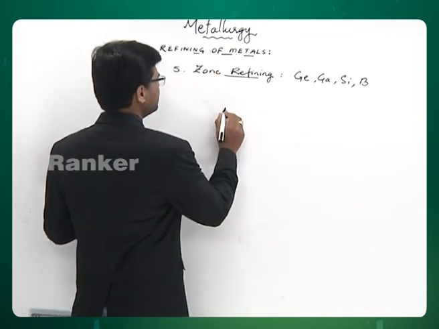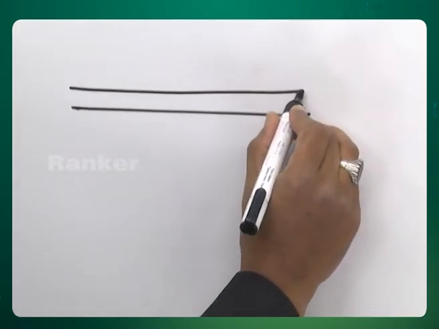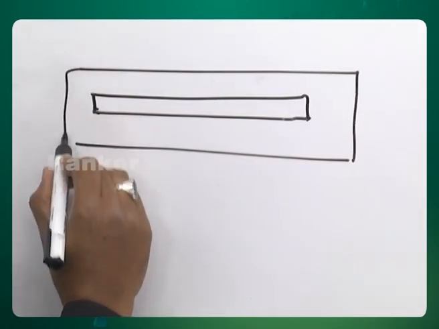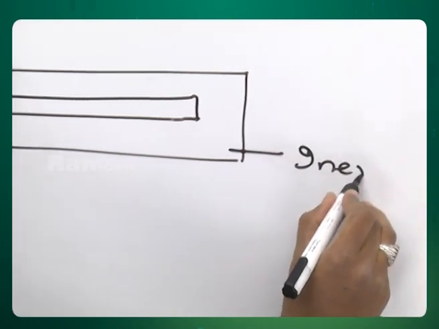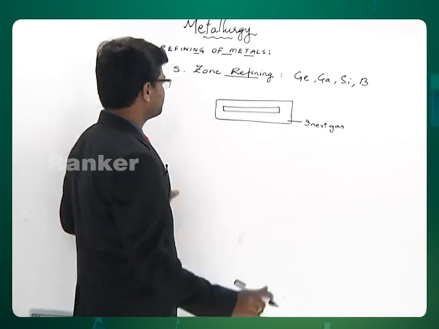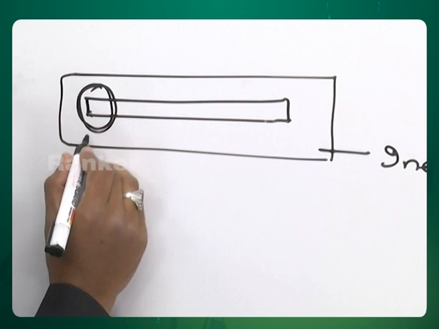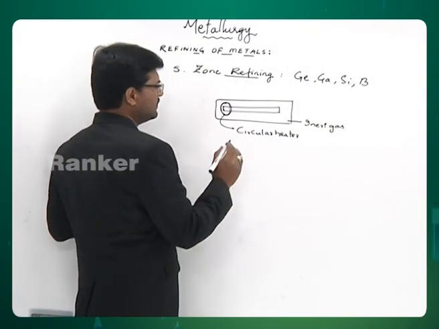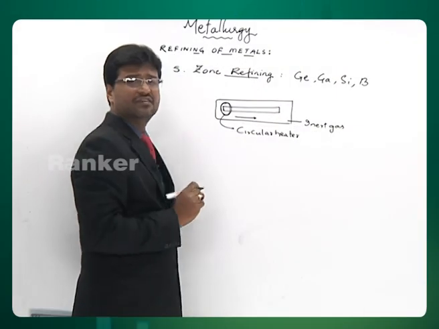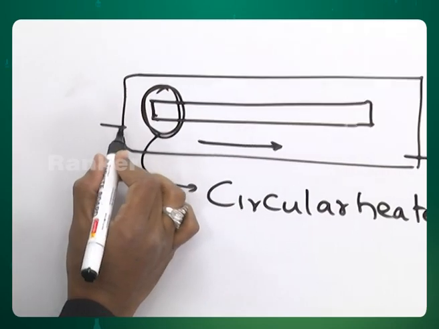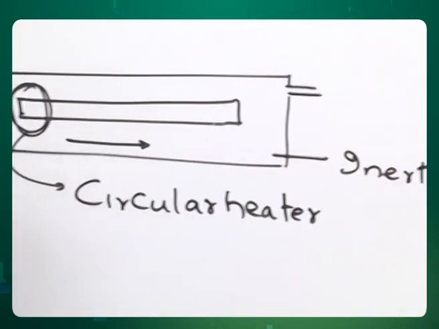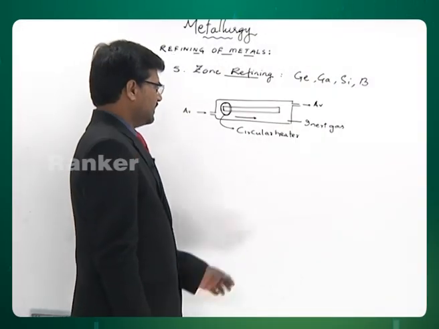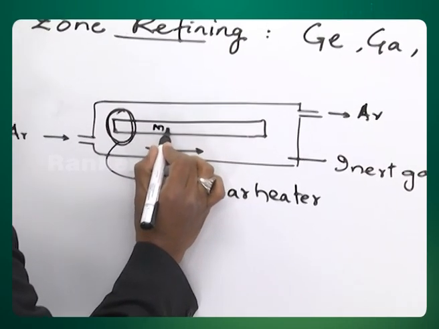Zone refining. Here, the metal is transformed into a rod, and then this is placed in a chamber. In this chamber, we have inert gas, say neon. We use a circular heater. This is a circular heater. Now this circular heater is moved in this direction, several times. From here, we constantly circulate inert gas, say argon or neon. It is constantly being circulated. And we are using a circular heater. This is the metal rod which is to be purified.